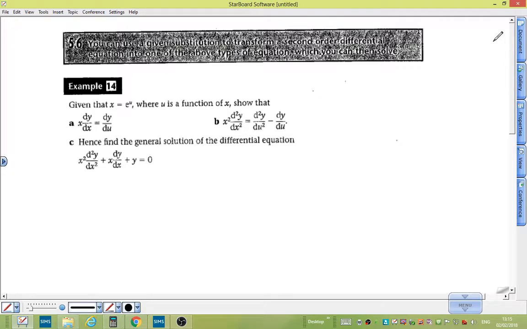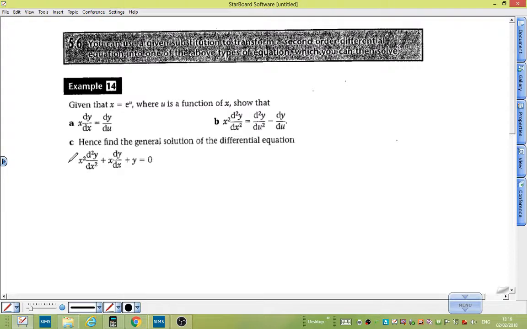Right, 5.6, you can use a given substitution to transform a second order differential equation into one of the above types of equation which you can then solve. Okay, so this is how it will generally come. It will generally be given the substitution to make, and then we're away.